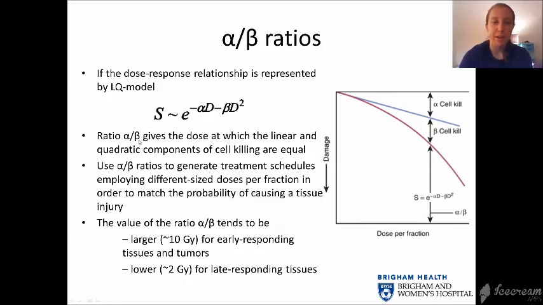And the ratio of alpha to beta gives the dose at which the linear and quadratic components of cell killing are equal. So we use alpha and beta ratios to generate treatment schedules, employing different size doses per fraction in order to match the probability of causing a tissue injury. The value of the ratio alpha beta tends to be larger for early responding tissues and tumors, so a dose of 10 gray would be sufficient, and it's lower for late responding tissues, so a dose of 2 gray typically.